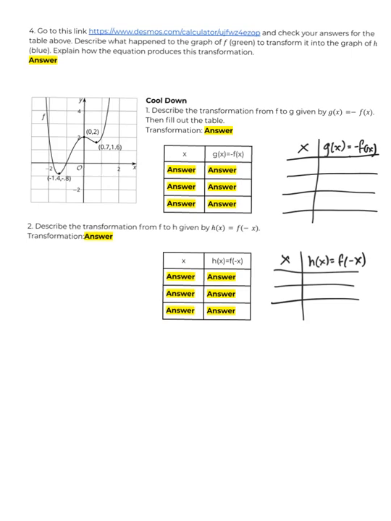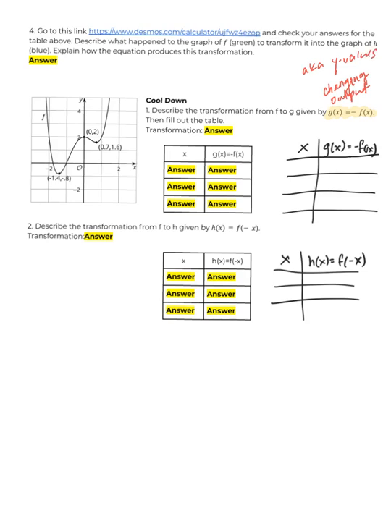We have 3 given points, and we have a weird looking W-shaped graph, and we see that the transformation that they gave us was g of x equals negative f of x. So that means we're changing the output. The inputs stay the same. We're changing the output, aka the y values.